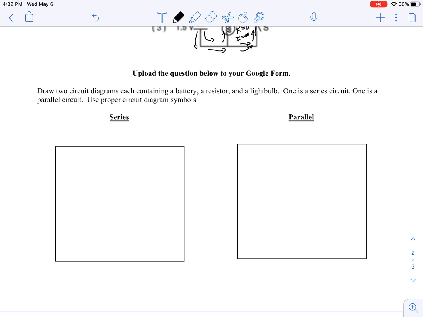So what you're going to upload for your Google form today is you're going to follow the directions here. You're going to draw some circuit diagrams, not just pictures, but follow the circuit diagrams with the proper symbols. A series circuit and a parallel circuit. Make sure each has one battery, one resistor, and one light bulb. In your parallel circuit, make sure the resistor and the light bulb are in separate paths. Make sure there are no short circuits in anything you draw.